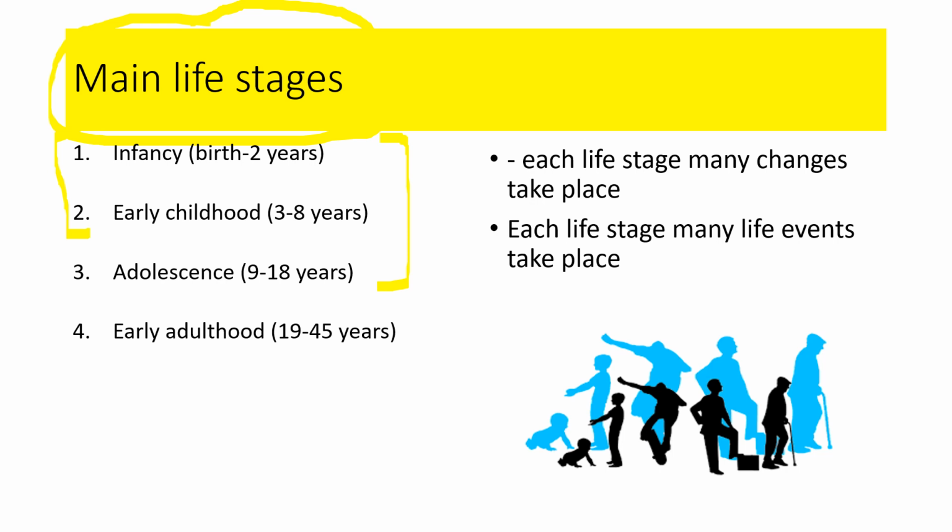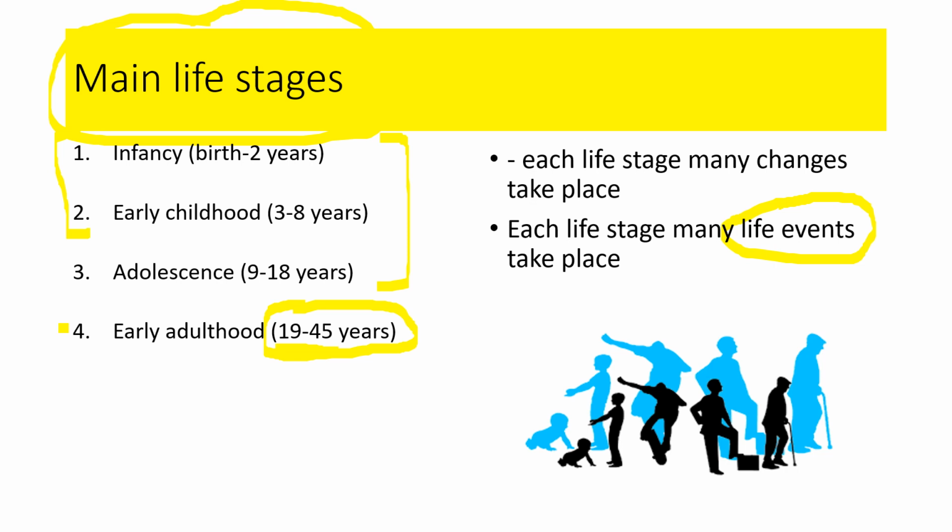Fourth life stage is early adulthood, and what you'll notice now, look, is that it gets much broader. Early adulthood goes from the age of 19 to 45. That's pretty broad. But as you might expect, there's a big difference between the early part of early adulthood and the later part. This is also a time where lots of life events happen. So early adulthood is a time where we might move out of home, for example.